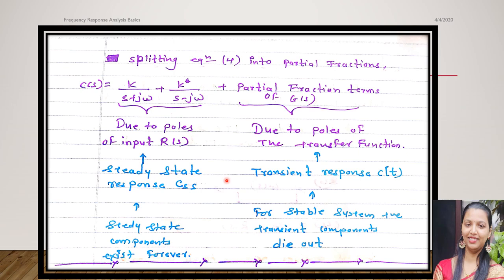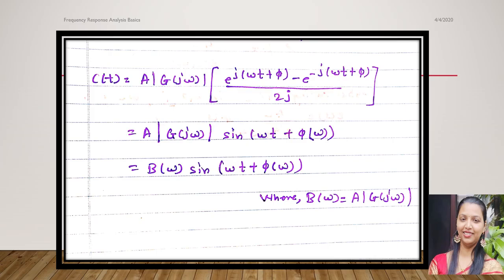The output contains transient component and steady state components. For a stable system, the transient components die out while steady state components exist forever. So, we are interested in steady state performance analysis. So, let us neglect the transient components. Then only consider the steady state response, and steady state response is given by C_ss equal to K upon (s plus jω) plus K star upon (s minus jω).